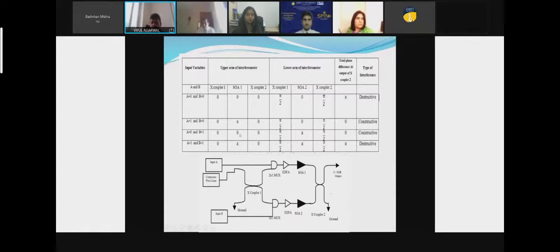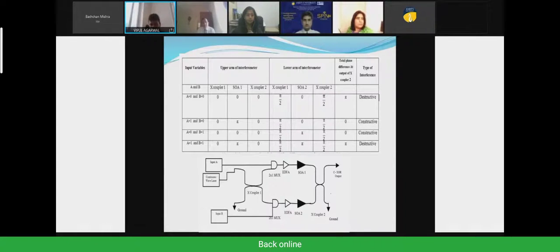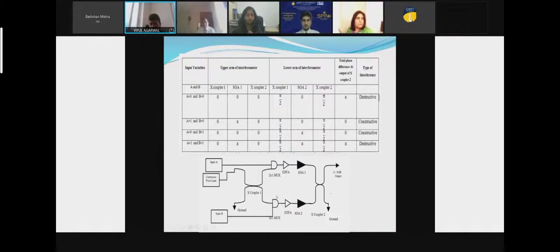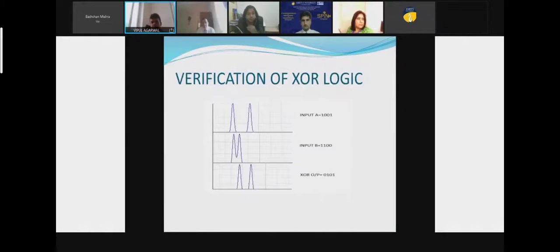So for 0 1, 1 is obtained. By precisely setting the phase shift in the continuous wave and then making this continuous wave interfere as per our requirement for XOR logic, we have designed the gate. So this is the verification of our output.